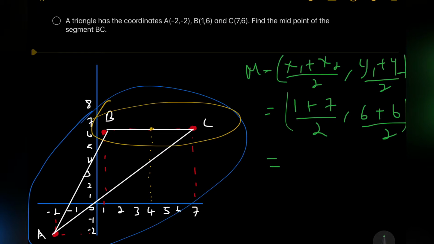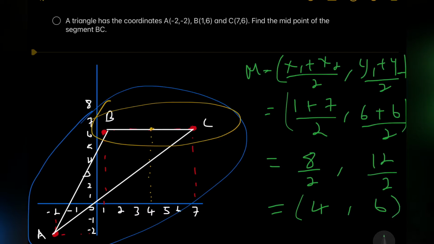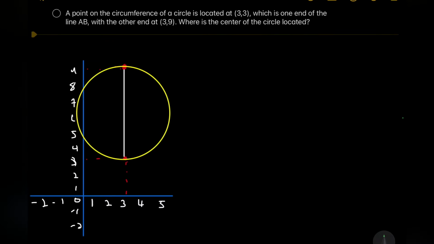1 plus 7 is equal to 8. We divide that by 2. 6 plus 6 is equal to 12. We divide that by 2. Our coordinates are 4 and 6, as we can see here that we showed graphically. Let's look at the next question. So this is our question, and as you can see, I already did the graphical representation.